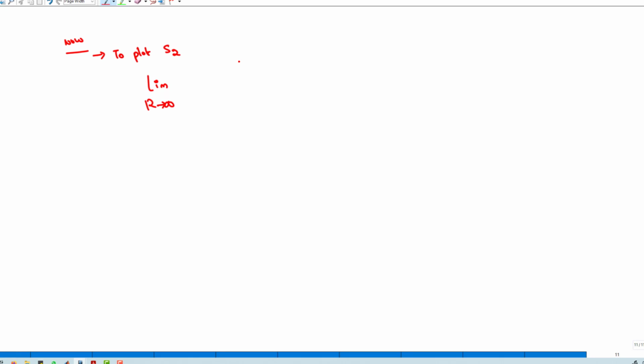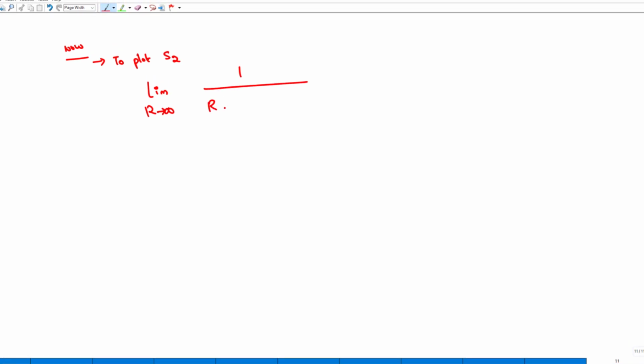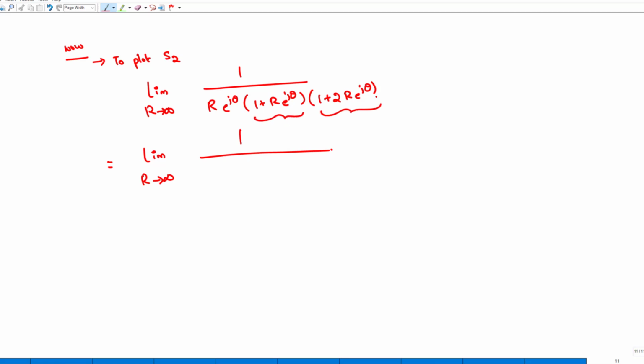what we told is the radius is tending to infinity, where s is equal to r e to the power of jθ. So substitute s as r e to the power of jθ, into 1 plus r e to the power of jθ, into 1 plus 2 r e to the power of jθ. Here you have to understand carefully: the radius is very high, tending to infinity, so compared to it the 1 and 2 can be discarded. So I can directly take r e^(jθ) into r e^(jθ) into r e^(jθ).